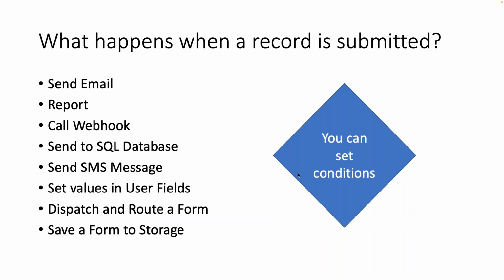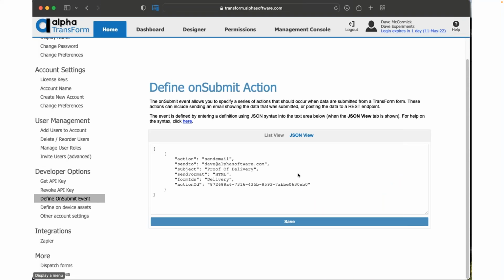How do we get these things set up? Well, the most basic way, not the easiest way, but the most basic way is done right here in Alpha TransForm in TransForm Central. And in TransForm Central, if you go to the Home tab and you move down to Define OnSubmit Events, you will see that you can define some JSON. And in this JSON that we've defined here is a send email action. So when a delivery form, so a form ID called delivery, and it's a type of form that I made, is submitted, it's going to send an email to me.